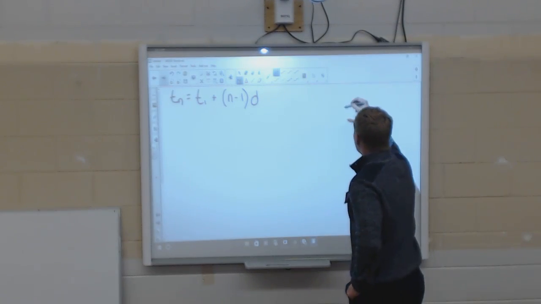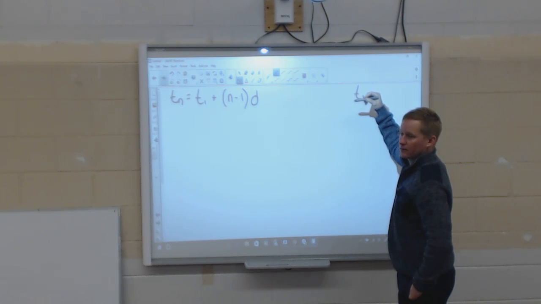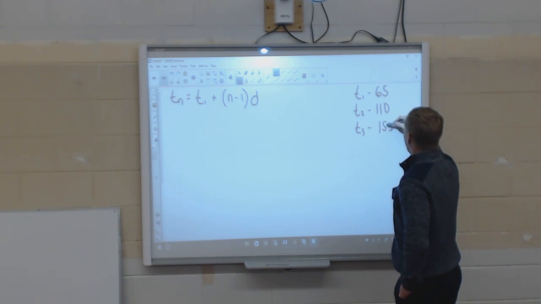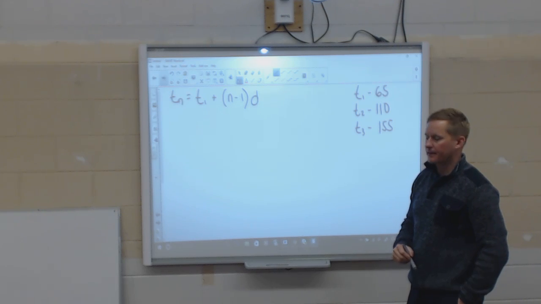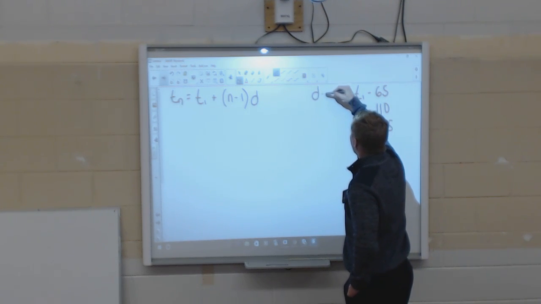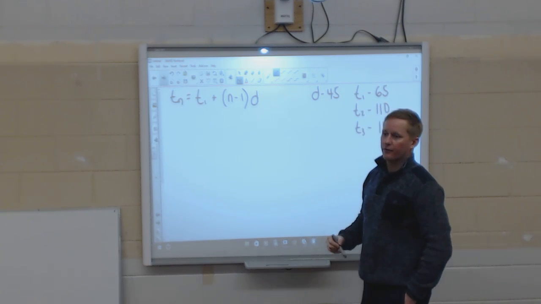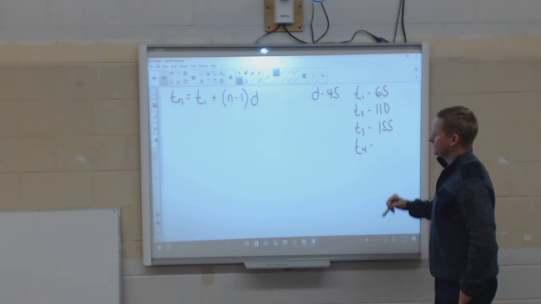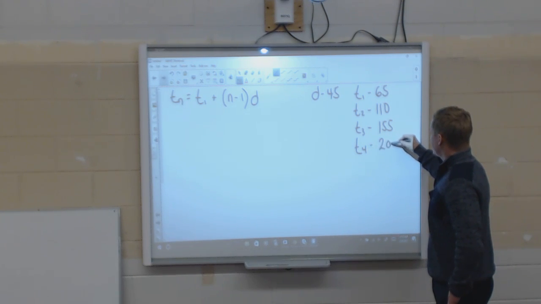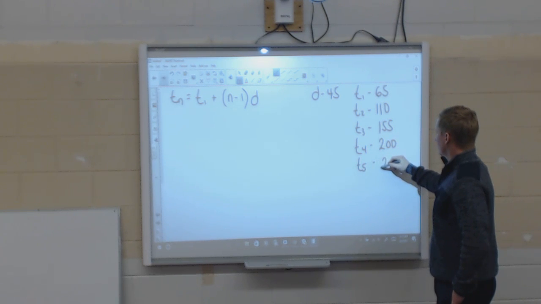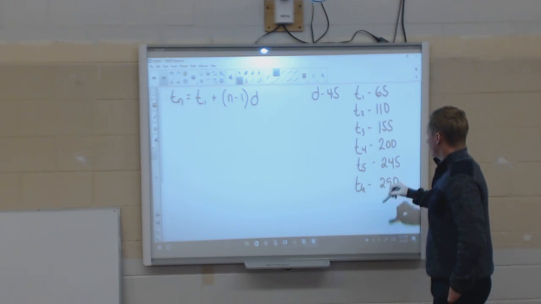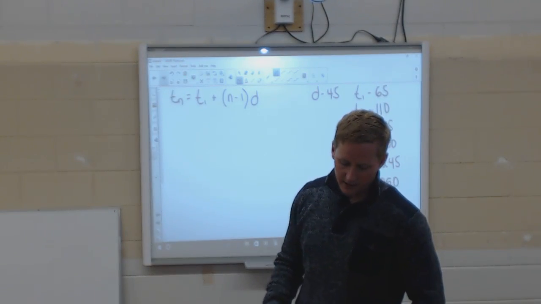Okay, so the first term of this sequence is what? 65. Term 2 is 110, and term 3 was? 155. Okay, so how much is it going up by? 45. So that means that our d then is a value of 45. So what's the next one? What's T4 then? 200. T5? 245. T6? 290. So that's good. Okay, so that's pretty straightforward so far, right?